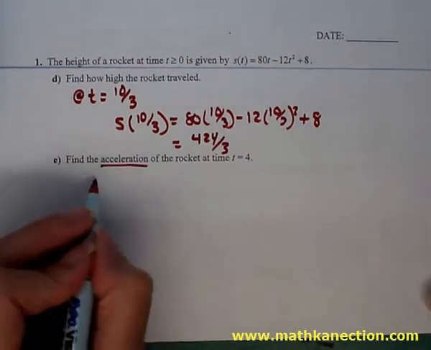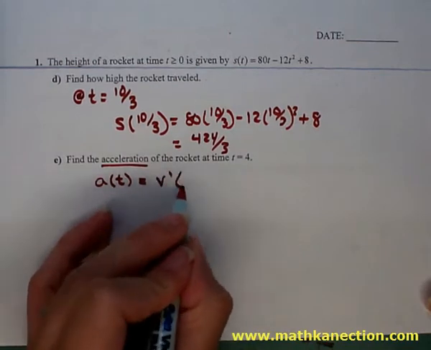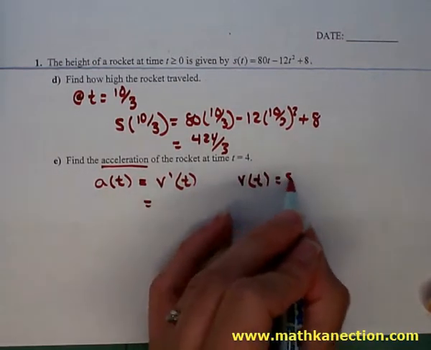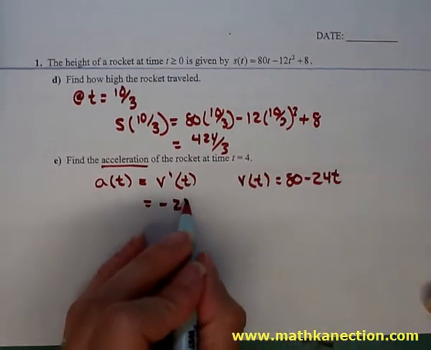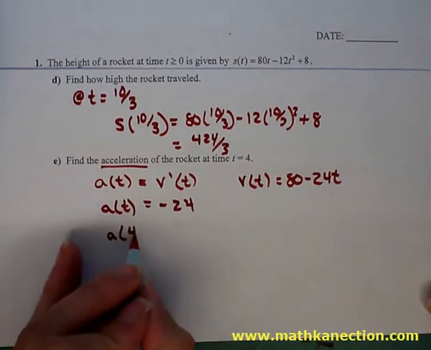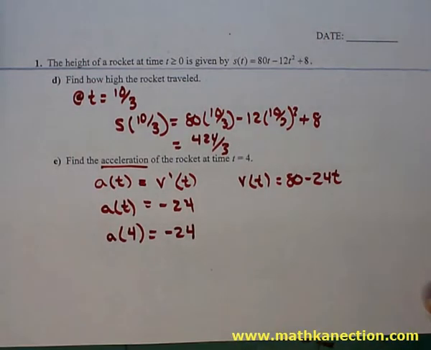Then to get to acceleration, acceleration is the derivative of the velocity. Previously we got the velocity equation, so we'll take the derivative of velocity. The velocity equation was 80 minus 24t, so the derivative of velocity is negative 24. That's the acceleration, and now we get the acceleration at 4. Still the answer of negative 24.